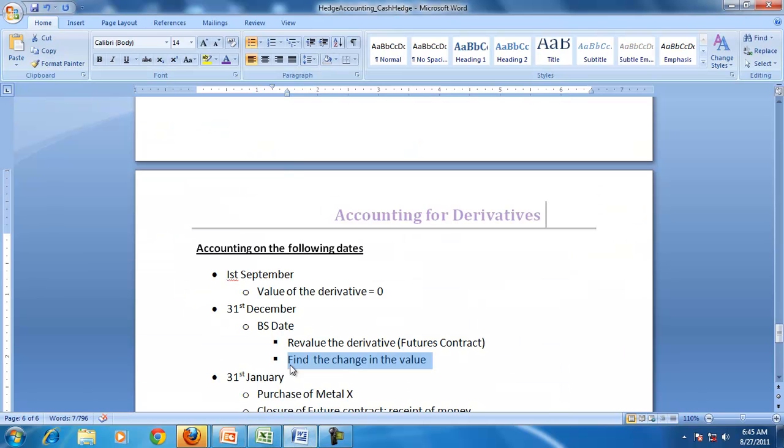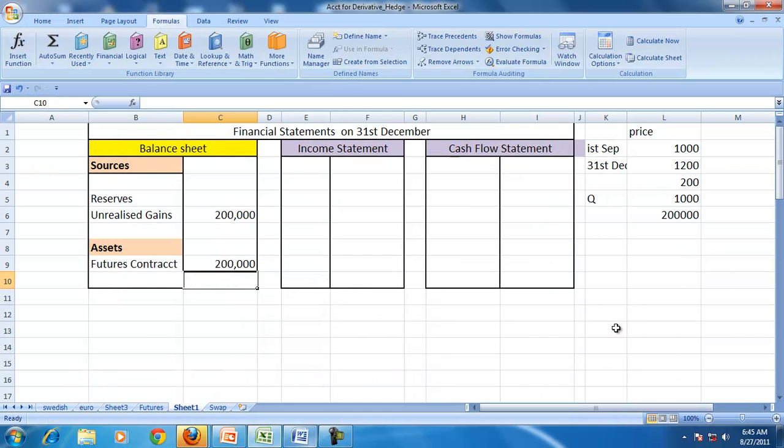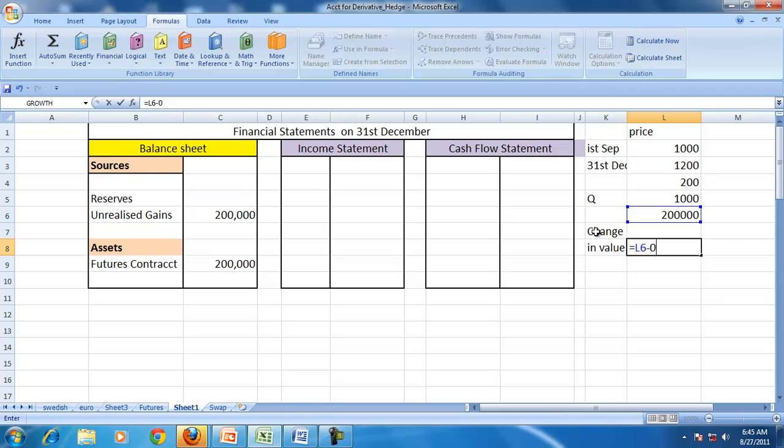So first find the value of the derivative, then find the change in the value. The previous value was 0, so therefore 200,000 minus 0, and that is the change in the value of the derivative, which is not recognized in the income statement, but it is shown in the balance sheet as a part of the equity. So that is the accounting treatment on 31st December. Recognize the futures contract and recognize the changes in the equity, not in the income statement.